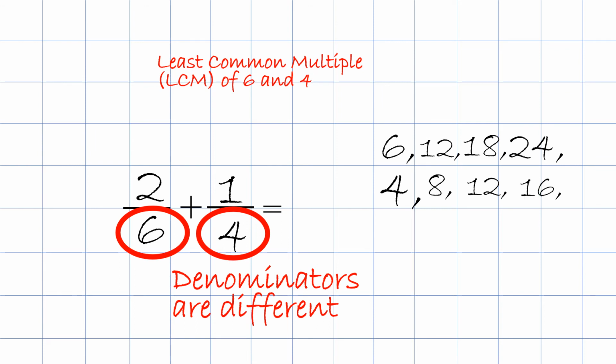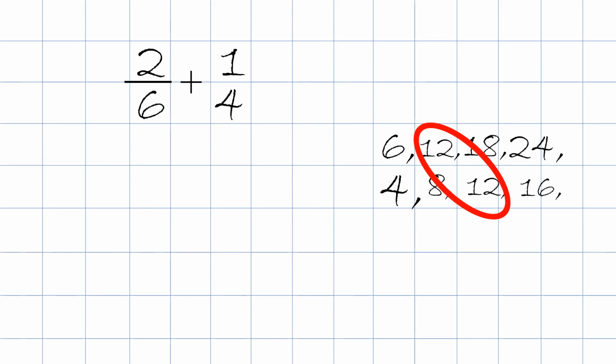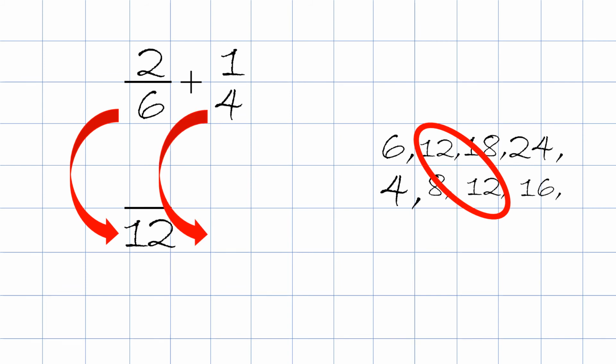And as you look at the list, we see that 12 is the least common multiple of 6 and 4. So we will have to make the denominators the same, and both the 6 and the 4 will have to be a 12. So when we take the first 6, we need to multiply 6 by 2 to make a 12. The number 4, in order to make it a 12, we will have to multiply 4 by 3 to make it a 12.